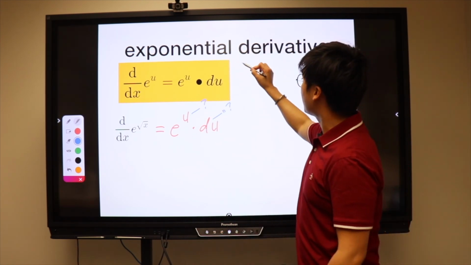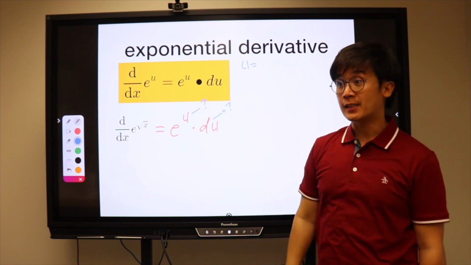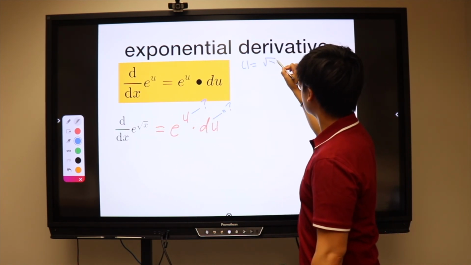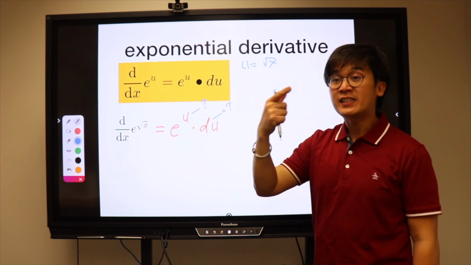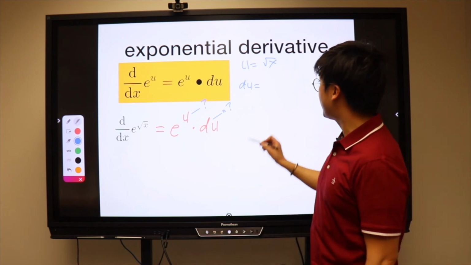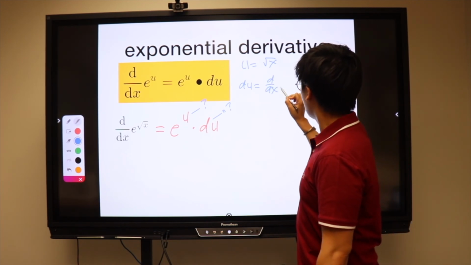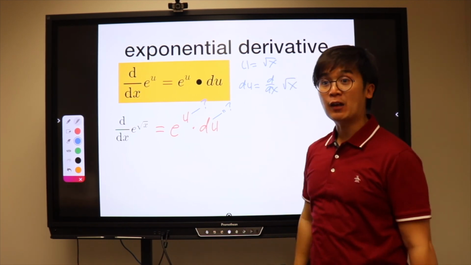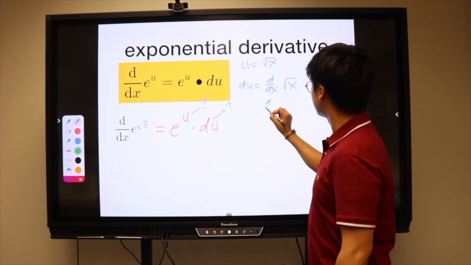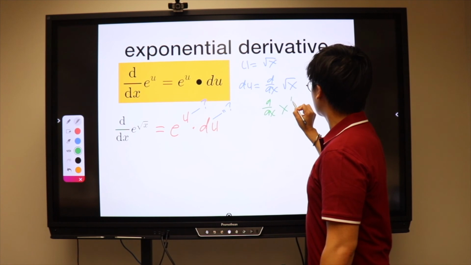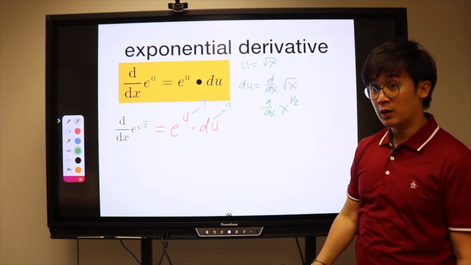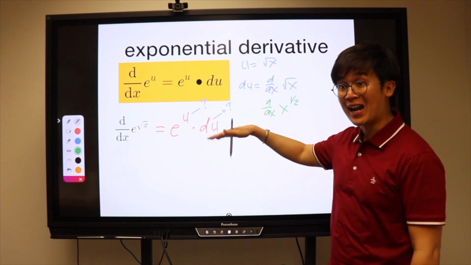Now, finding u is always easy. It's just the given expression, which is square root of x. Taking the du will be something else because you need to take the derivative of square root of x. And we know that the square root of x can be modified into x to the 1/2. So to find its derivative, what is the power rule? You bring down the exponent and you subtract 1 from the exponent.